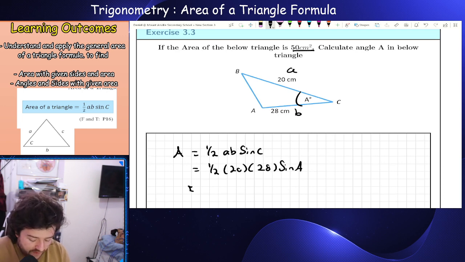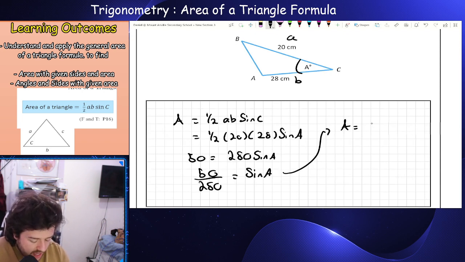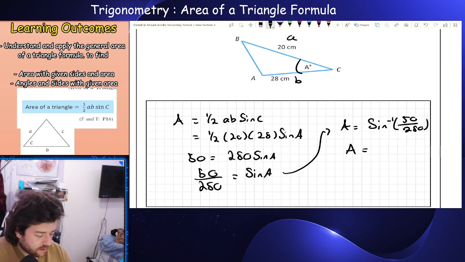Right? 50 equals 280 sine A. 50 divided by 280 is equal to sine A. Get A on its own. So A is equal to sine inverse 50 over 280. And A is going to be equal to a number. I don't know what it is.